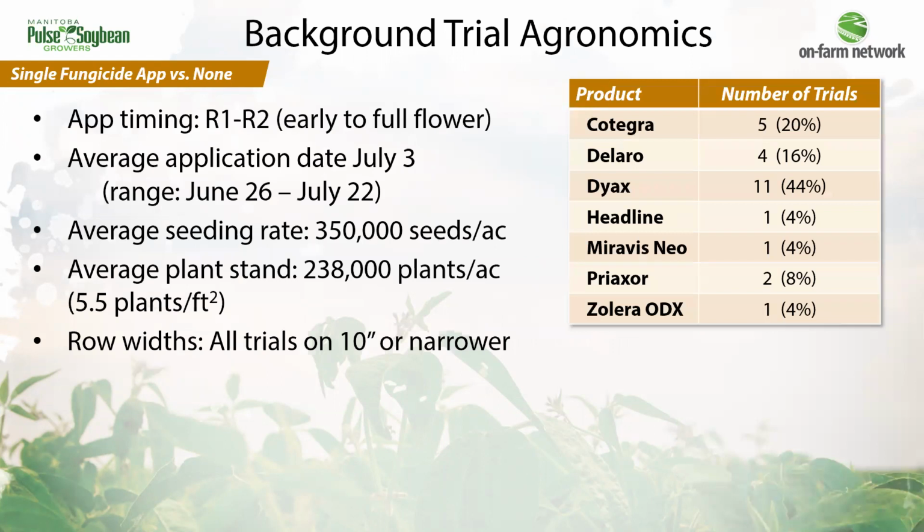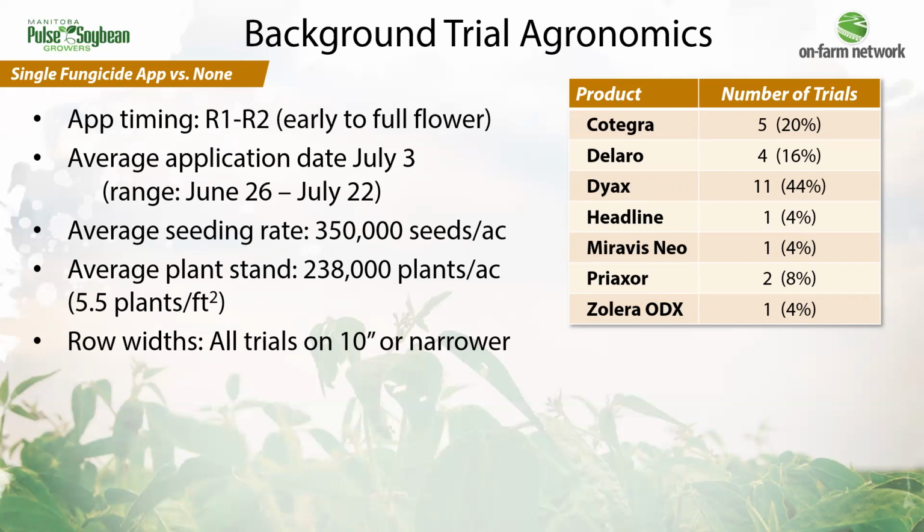Of these trials, fungicide applications were made at R1 to R2, which is typically early to full flower, and on average, that fell at around July 3rd, anywhere from June 26th to July 22nd, though. Big range. Products used are in this table on the right. The most common products tested were Diax, followed by Cotegra and Delero.